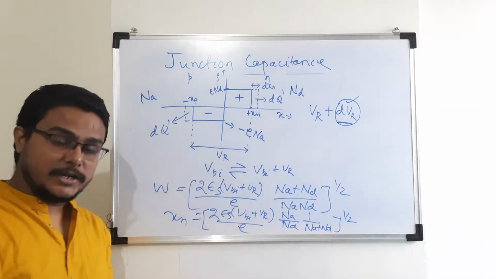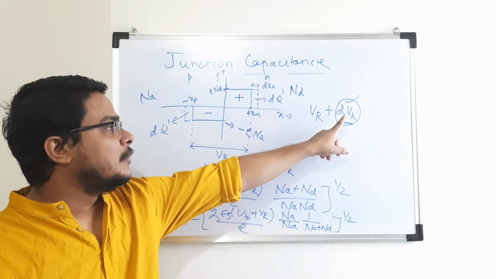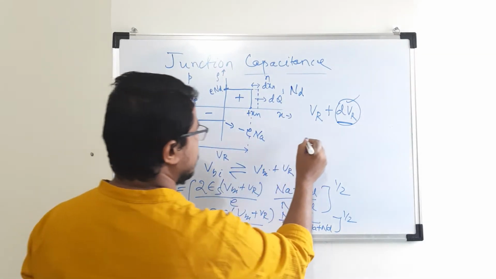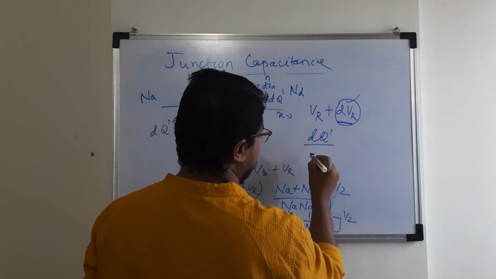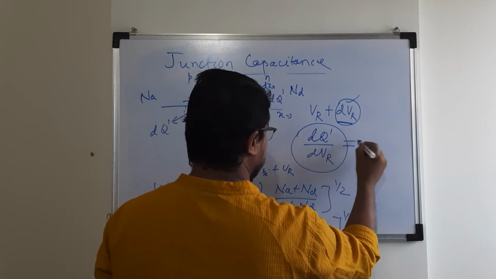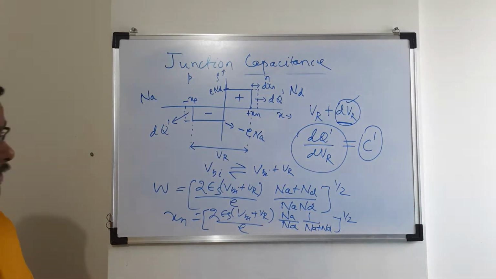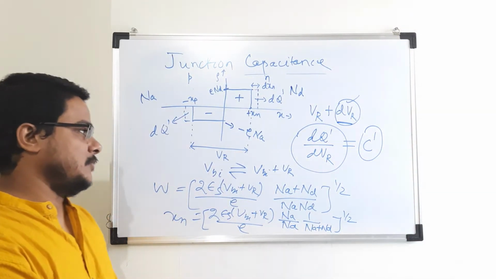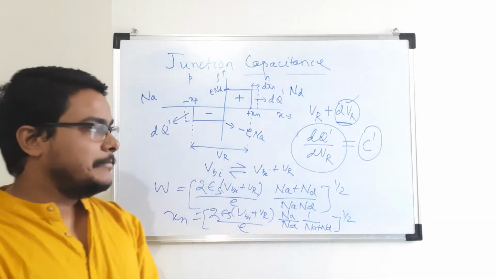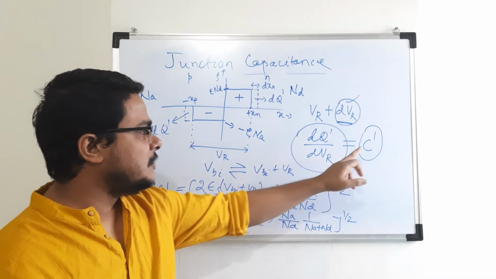Now if you want to find out the amount of charge accumulated per unit area with a change of dVR, we take the ratio, dq dash amount of charge per dVR, right? This is known as the junction capacitance. We write the notation as C dash. C dash is known as the junction capacitance or depletion region capacitance, the capacitance in the depletion region because of a change in the reverse applied bias. So mathematically, dq dash by dVR is equal to C dash.